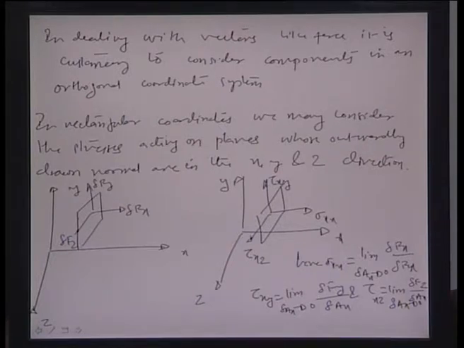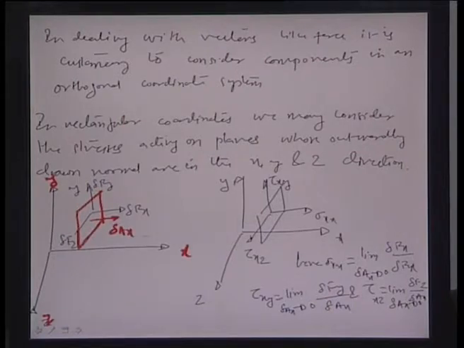Okay. So, essentially if this is a plane that we are talking about, in the rectangular coordinate system x, y, z, we consider the stresses acting on planes whose outwardly drawn normals are in the x, y, z direction. So, one of the planes is essentially whose outward normal here is drawn in the x direction. I am representing it by this red line here. So, let us call this some area vector delta A x.